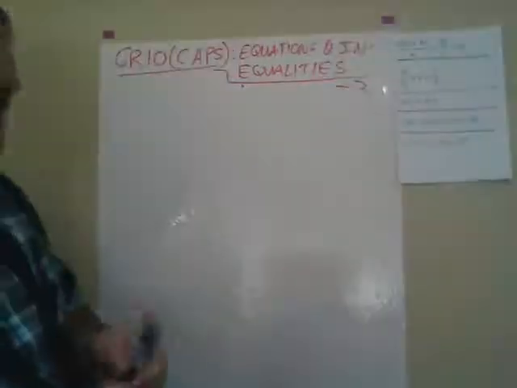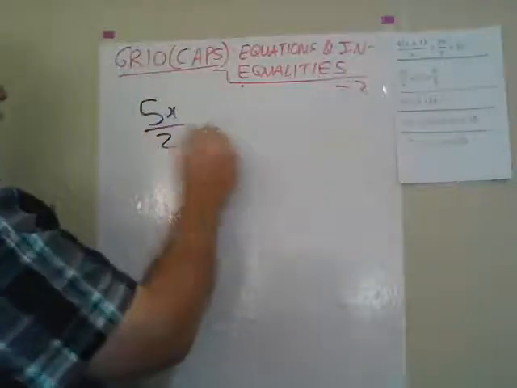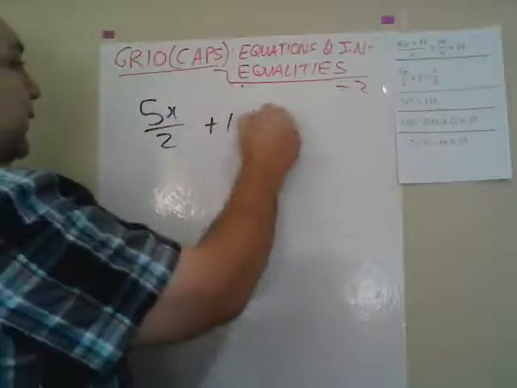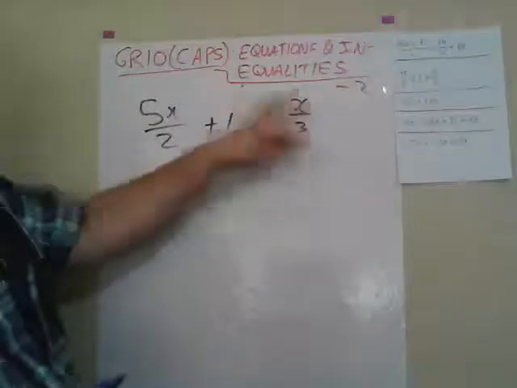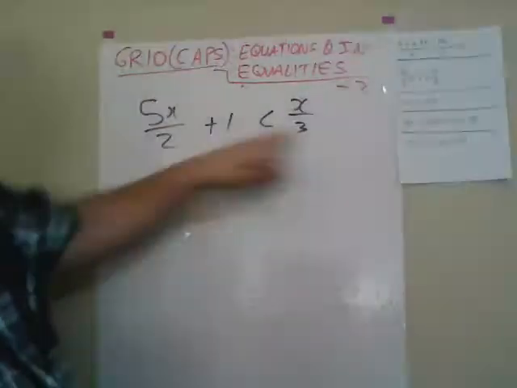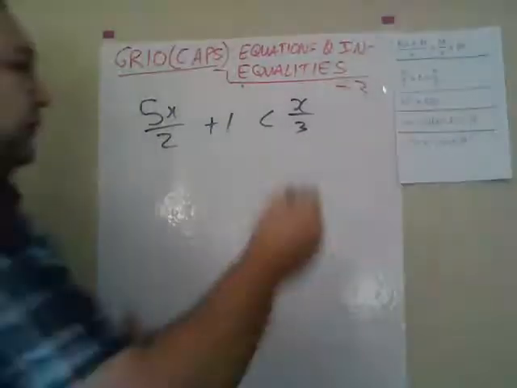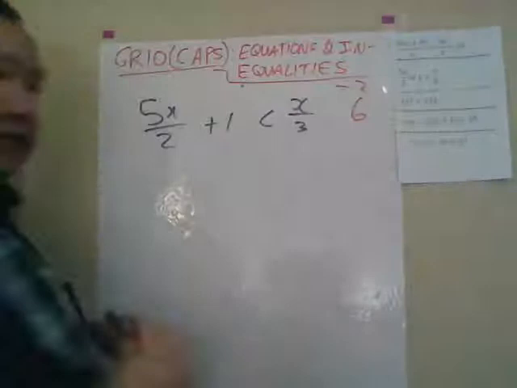And that will be 5x over 2 plus 1 is less than x over 2. Okay. No common factors in the numerators. We can look at the denominators, the lowest common multiple of 2 and 3, which is 6.